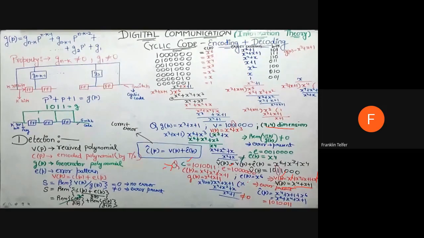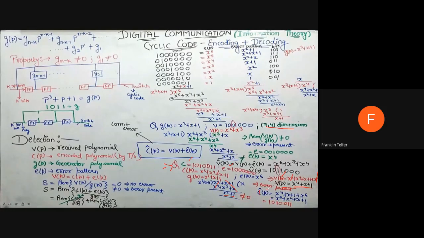So x cube plus x power 4, next x square plus x. The same terms will be cancelled out, and you have to take the remaining terms. So x square plus 1 you will be having. 1 plus 1 will be cancelled out, and the x square plus 1 remains, which is not equal to 0. So you have some error.